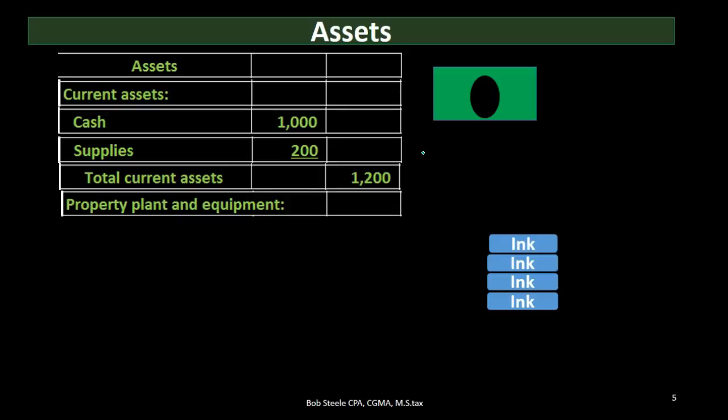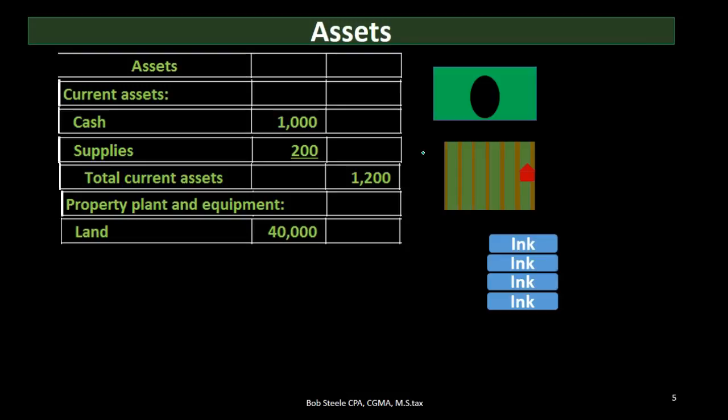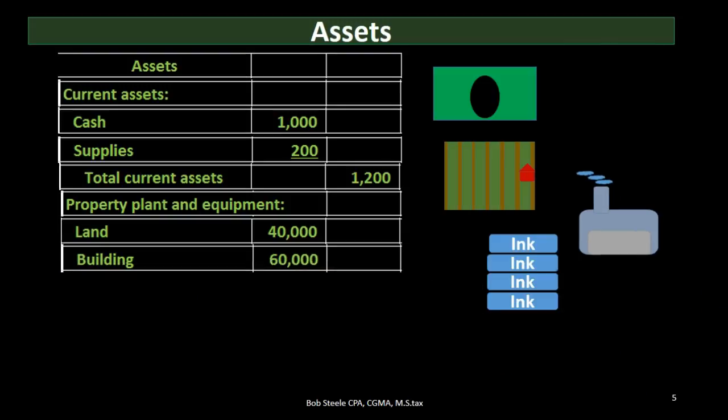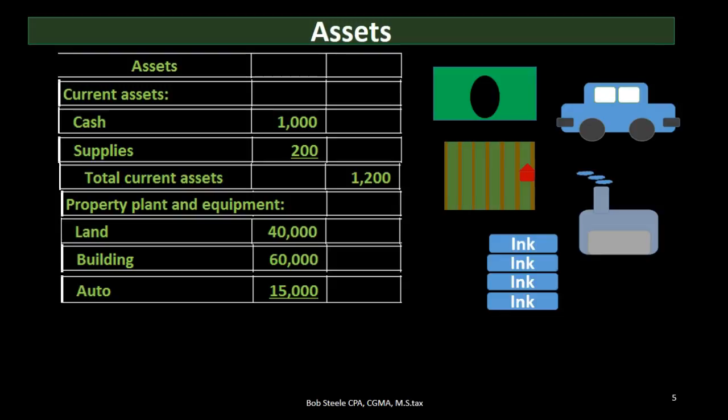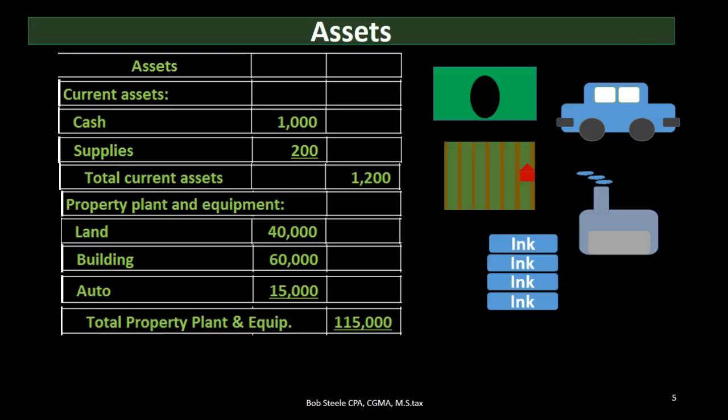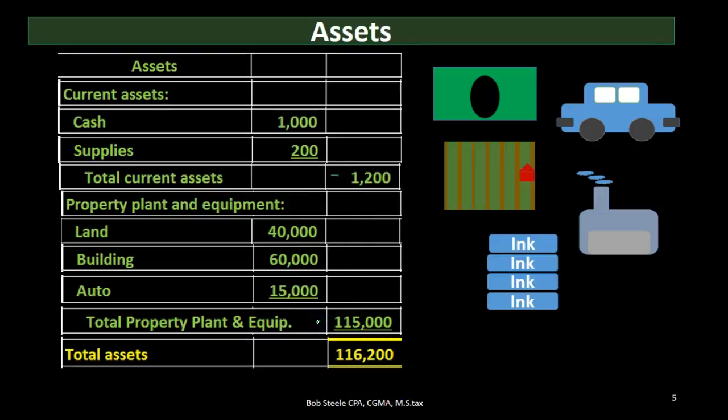Long-term assets, we've got property, plant, and equipment, also called depreciable assets sometimes. That includes land. We're going to have that for a longer period of time. That's going to be under property, plant, and equipment. We also have the building or the factory is going to be longer term, and we have the auto is going to be longer term. So the land 40 plus the 60 building plus the auto 15 adds up to total property, plant, and equipment of 115,000. If we add up the current assets, 1,200, plus the 115,000, we get $116,200 worth of assets. Doesn't mean we have 116,200 of cash, but we're measuring the assets we have in terms of dollars. Let's move to liabilities.